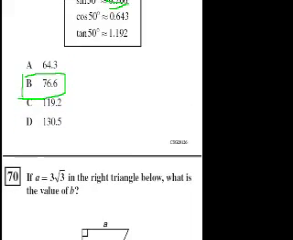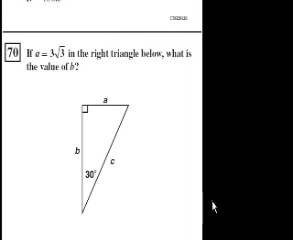All right. Problem 70. These go fast. If A is equal to 3 root 3 in the triangle below, I think you're going to learn a little bit about 30, 60, 90 triangles now. What is the value of B? Maybe they assume that you already know something about 30, 60, 90 triangles. But anyway, if A is equal to 3 root 3, what is B?